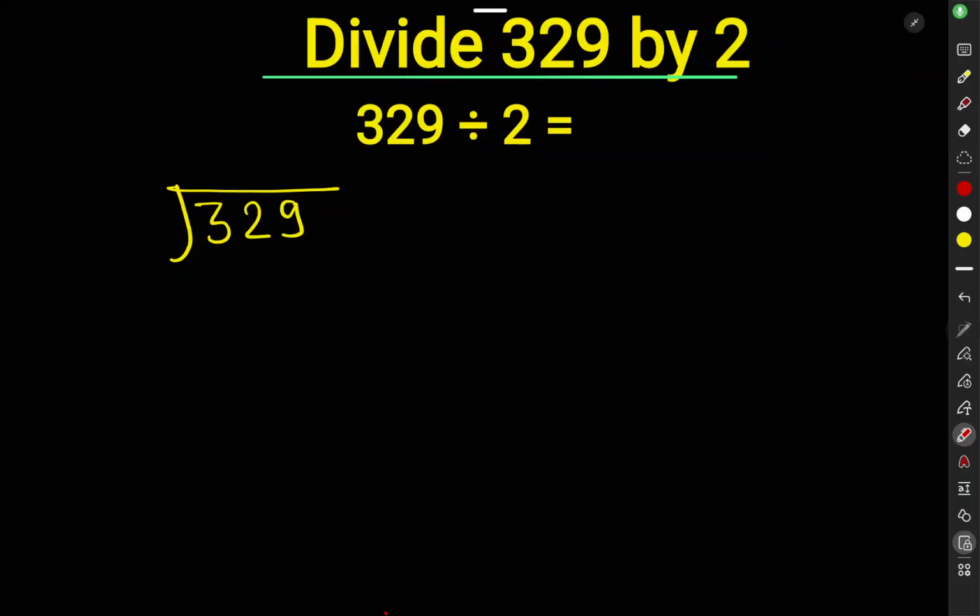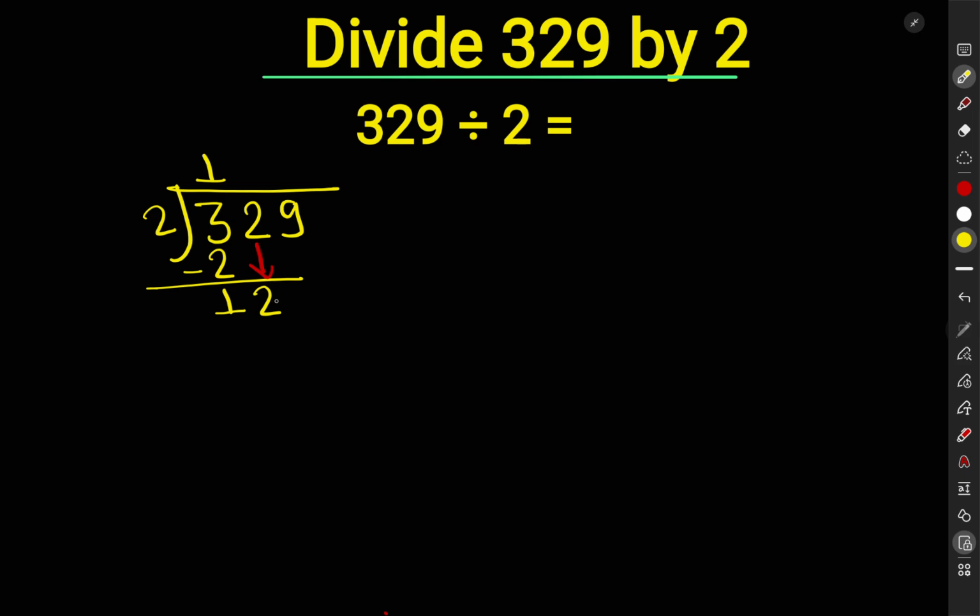Here we divide 329 by 2 in the long division method. So 2 times 1 means 2. On subtracting we get 1. So now this 1 is less than 2, so we put down the number beside this 2.